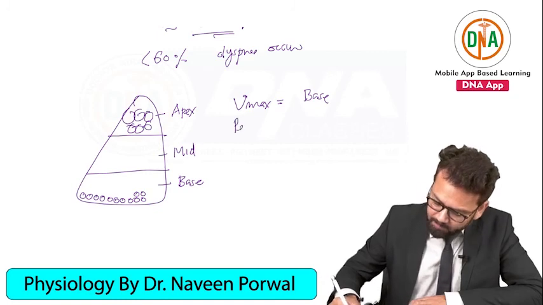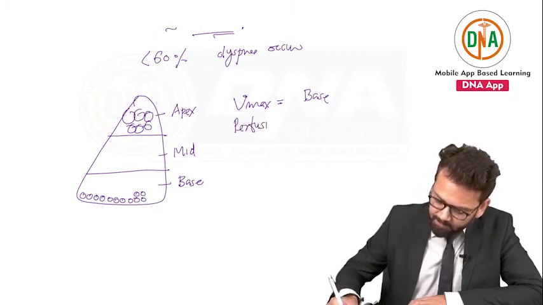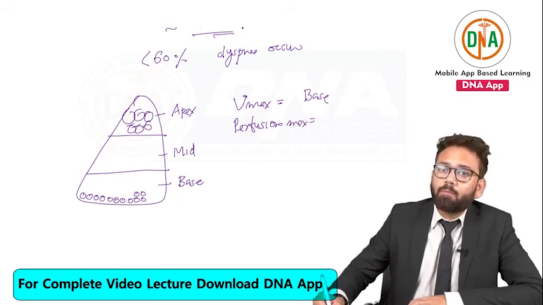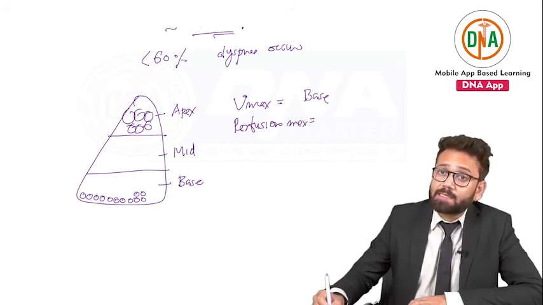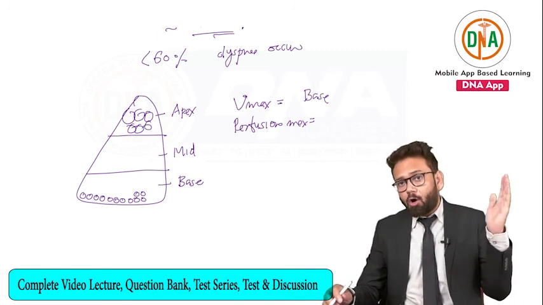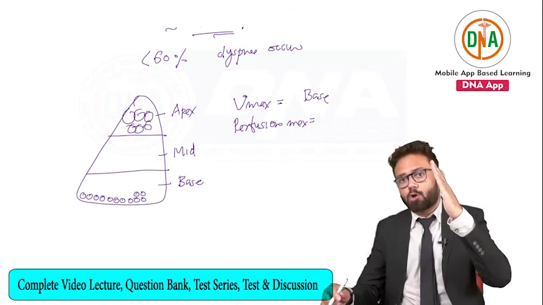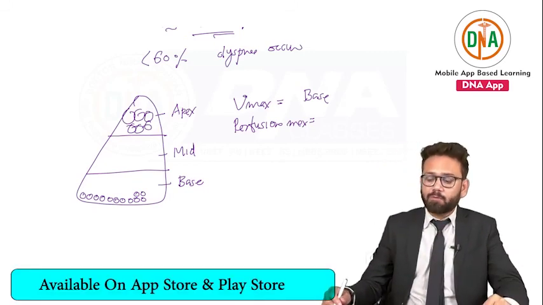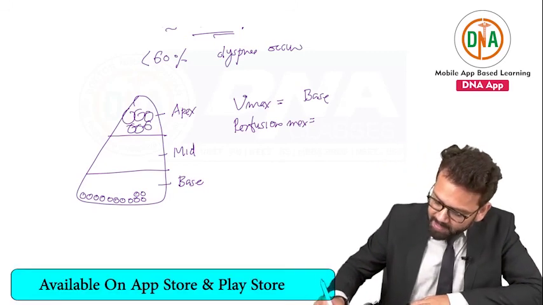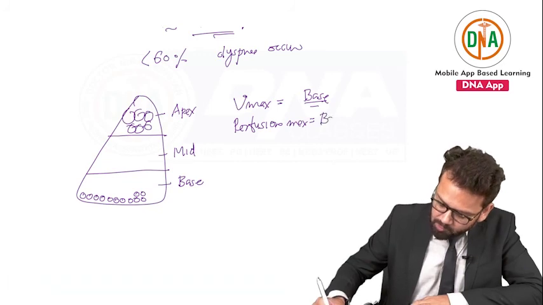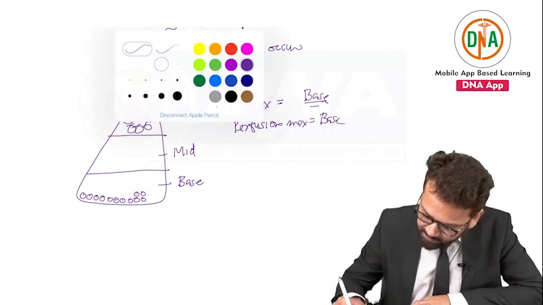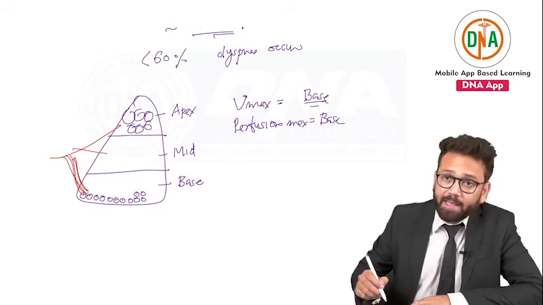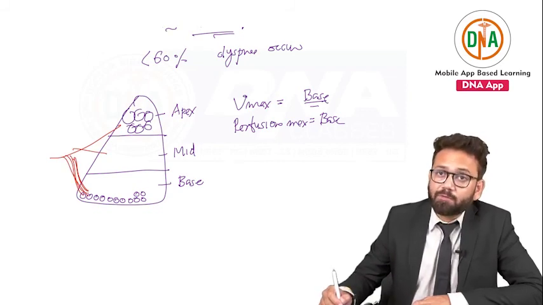What about perfusion? Perfusion is maximum where? At the base or apex? Perfusion is also maximum at the base. Because of gravity, all blood will go to the base of the lung, not to the apex. So maximum blood supply will be to the base because of gravity. So ventilation is maximum at the base. Perfusion is also maximum at the base. What can be the reason? The reason is that all blood is going maximally to the base, not to the apex, because of gravity.